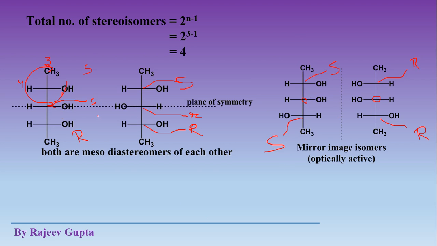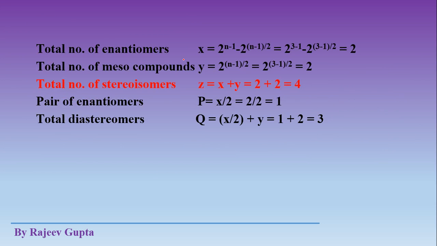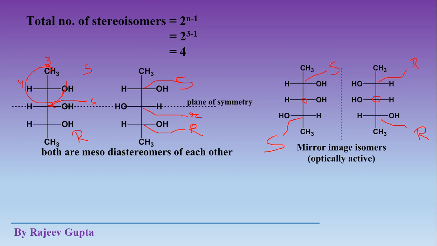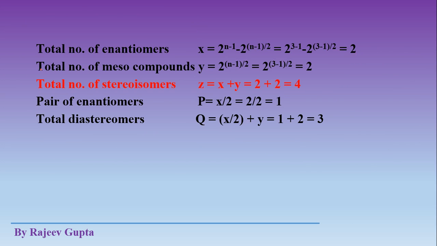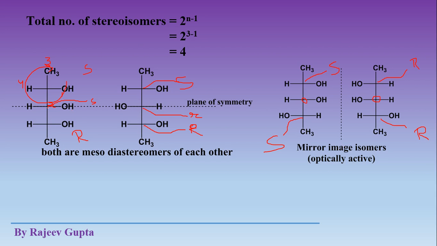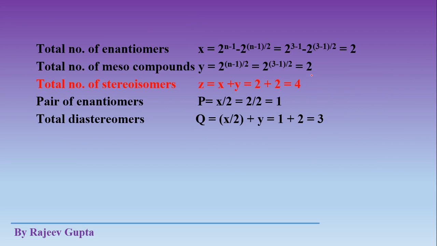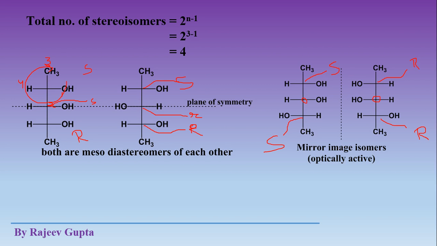So what is the relation? These two are meso diastereomers and these two are enantiomers. Now see, the total number of enantiomers is 2. These are the 2 enantiomers. The total number of meso compounds is also 2. See, apply these formulas and you will get the answer. The total number of stereoisomers is 4 as we have calculated. The pair of enantiomers equals 1, because the pair is half of the 2 enantiomers, and total diastereomers equals 3.